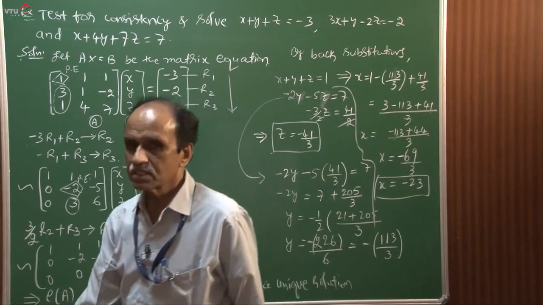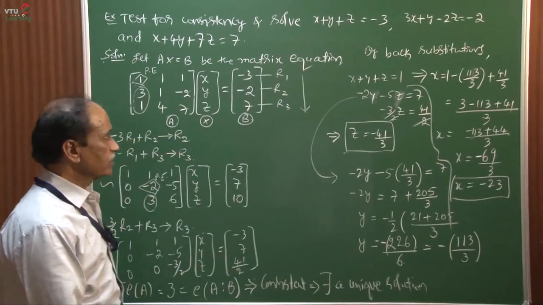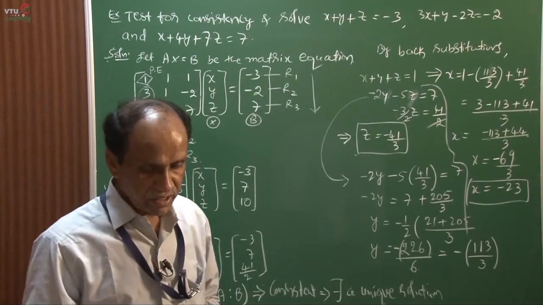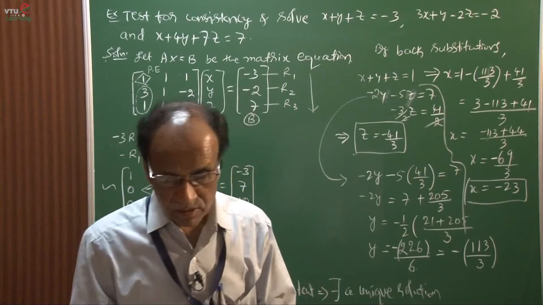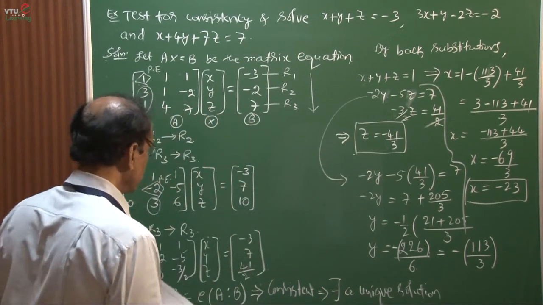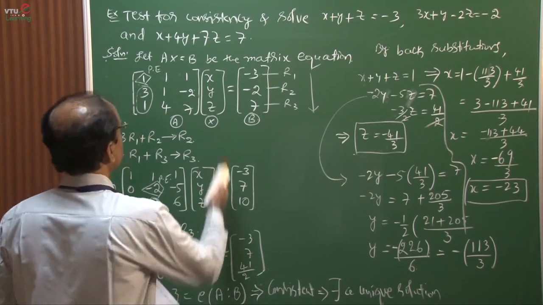So, this is the solution with the values of x, y, z according to the elementary row operation method we have taken. Now, another problem I will take with the same type of calculation, but the problem is of different variety.